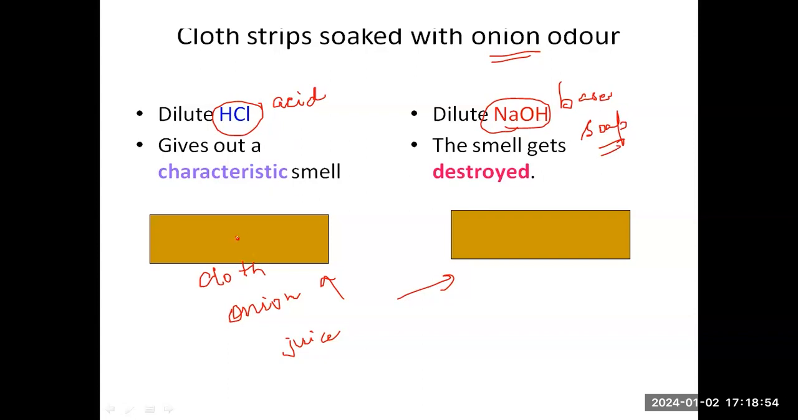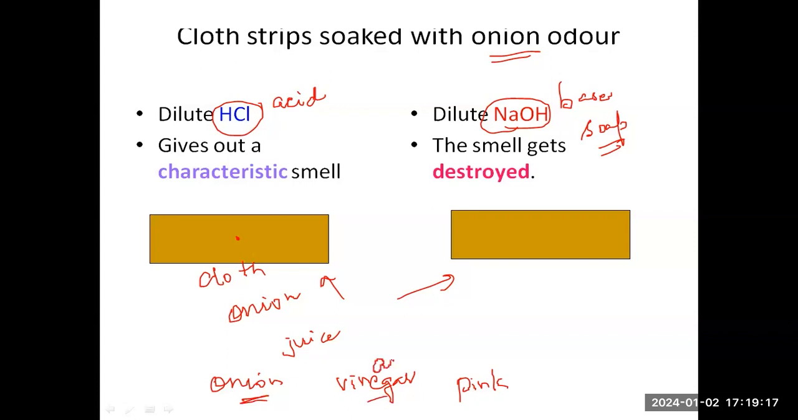So here you will have a characteristic smell. You must have experienced the smell of onions that are soaked in vinegar. They become pink in color, right? And they have a different smell. They don't smell like onion anymore when you put them in vinegar.